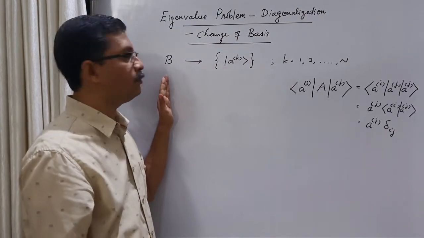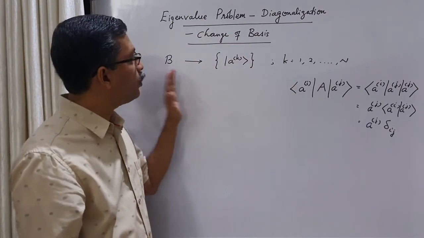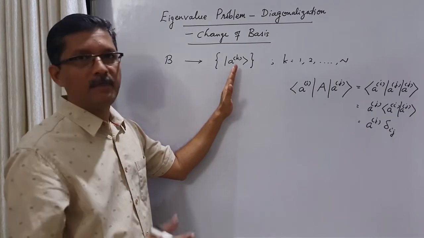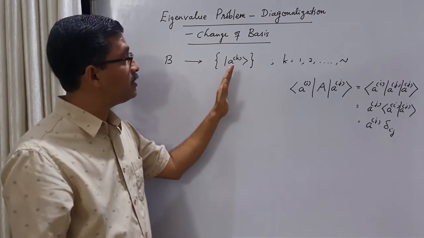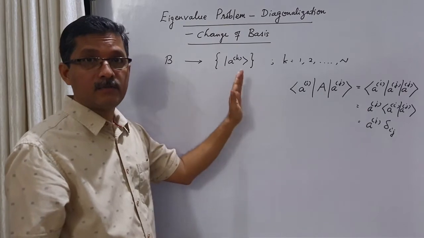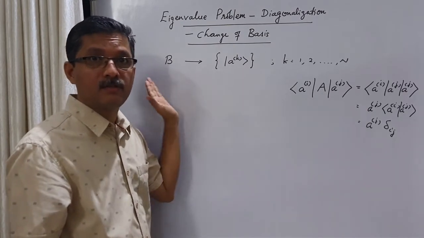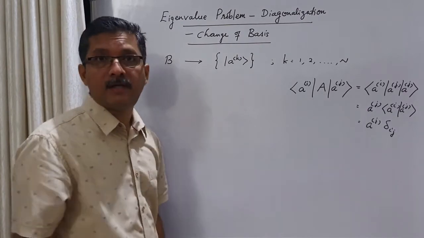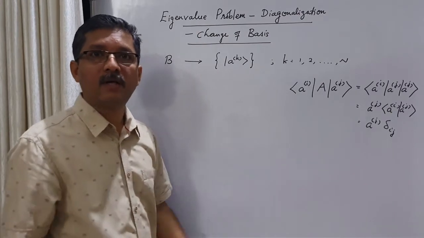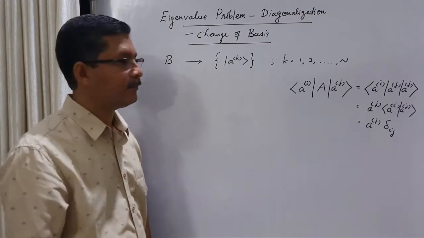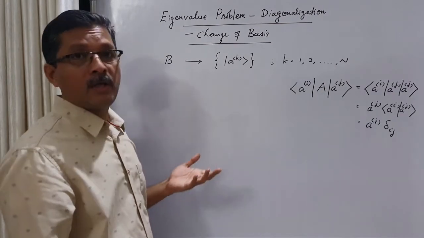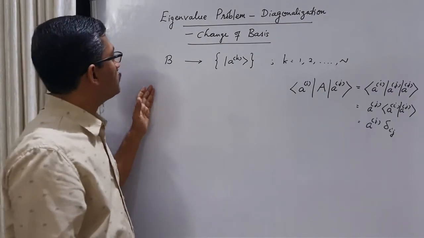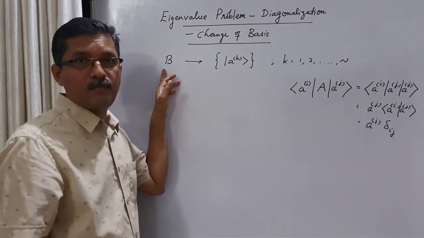We have a matrix B, we have an operator B. We know its matrix elements in a basis A_k. These bases are not the eigenkets of B. If we already knew the eigenkets, then the eigenvalue problem itself would be solved. We don't know the eigenkets of B. We want to find out the eigenvalues and eigenkets of B.